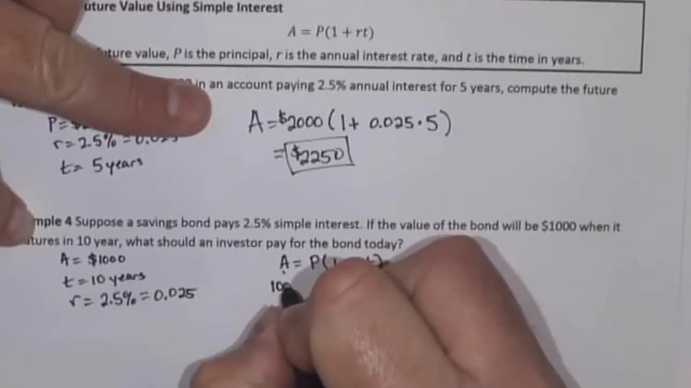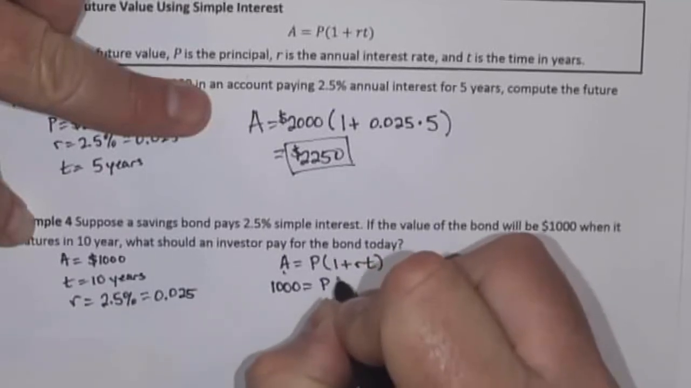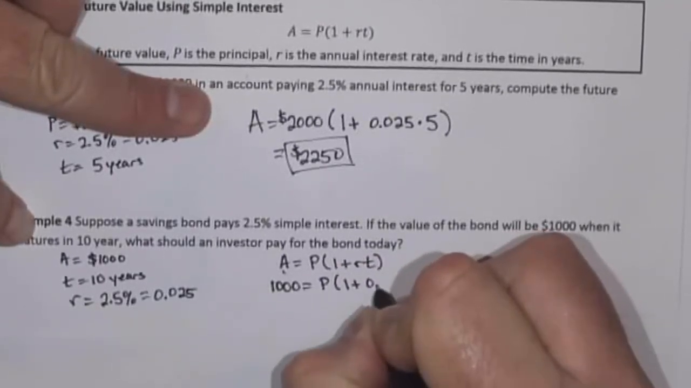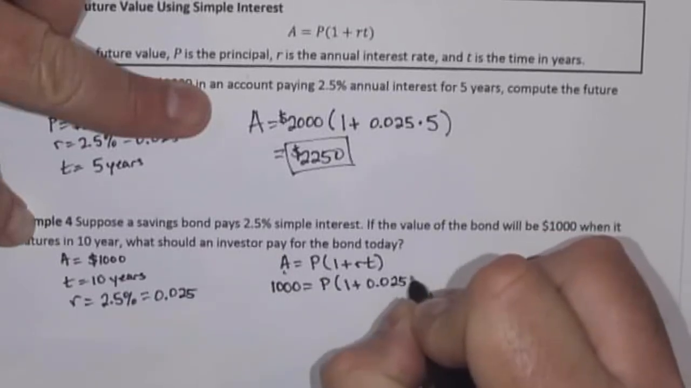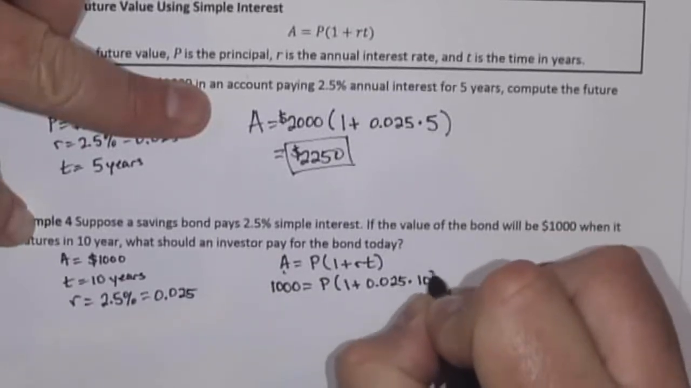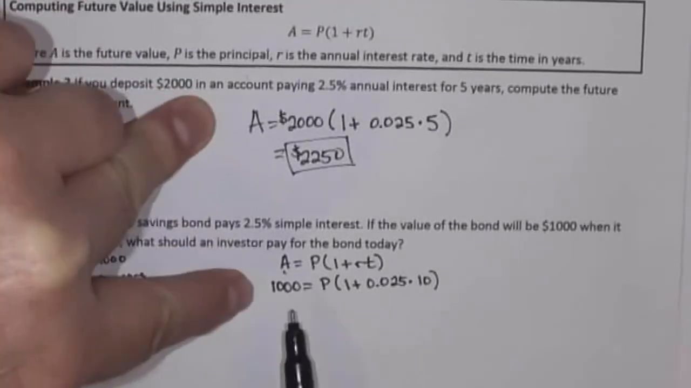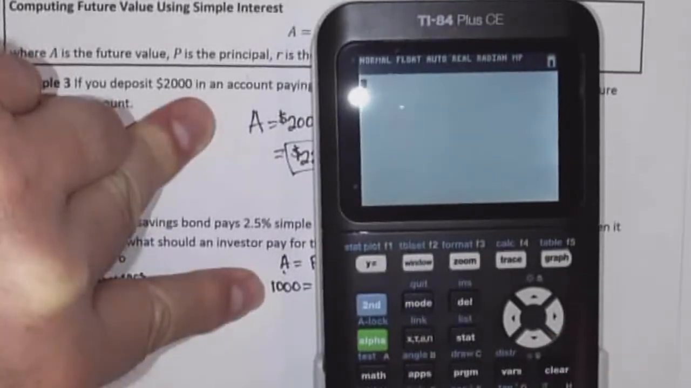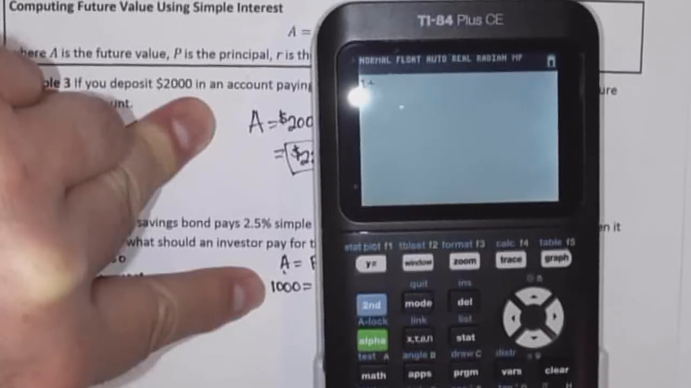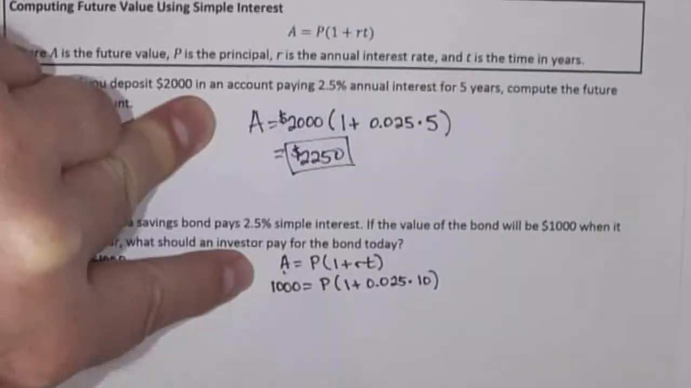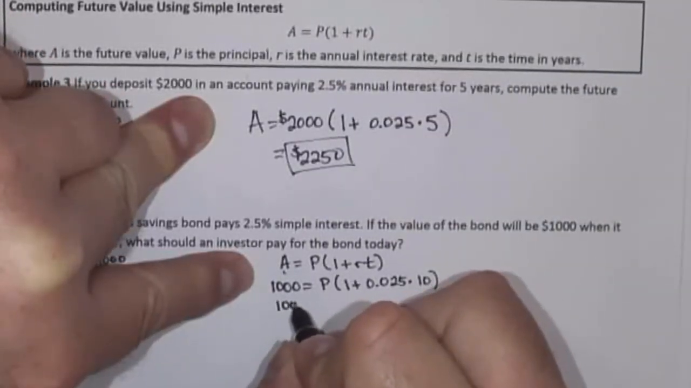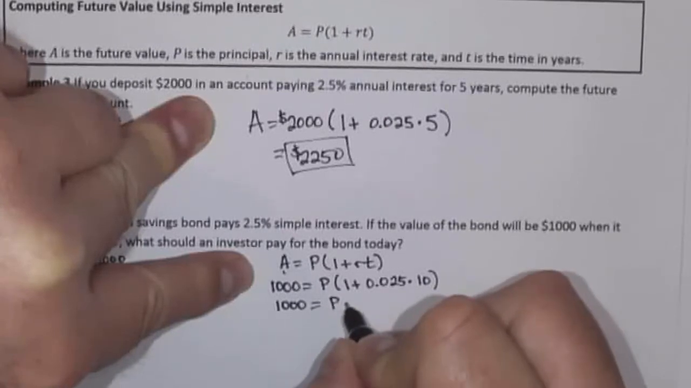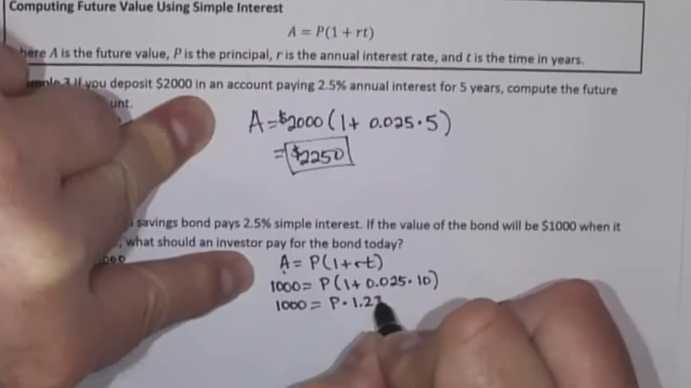So 1,000 is going to equal what times 1 plus 0.025 times 10. So I have 1,000 equals P times something here. Let's figure out what that is. So if I take on my calculator 1 plus 0.025 times 10, that is 1.25. So what I really have here is 1,000 equals the principal times 1.25.